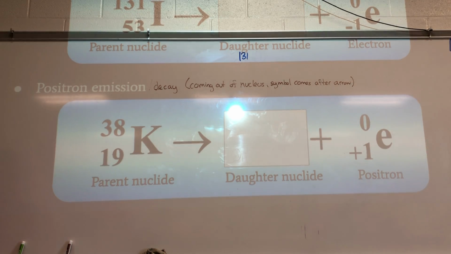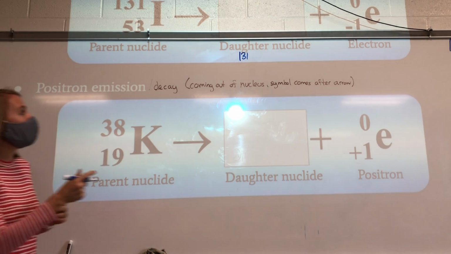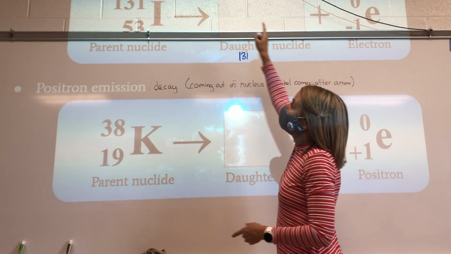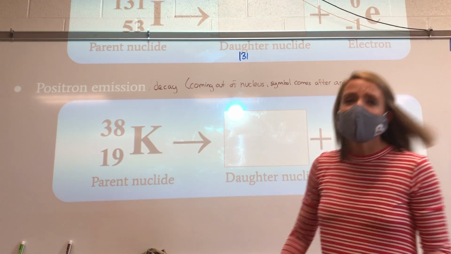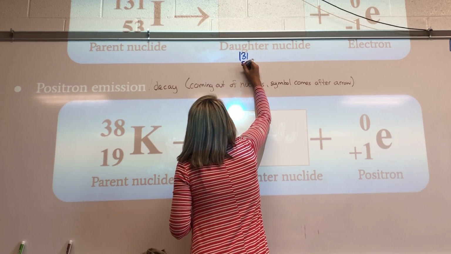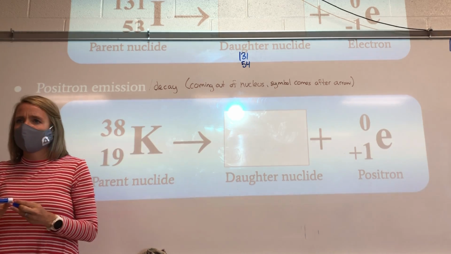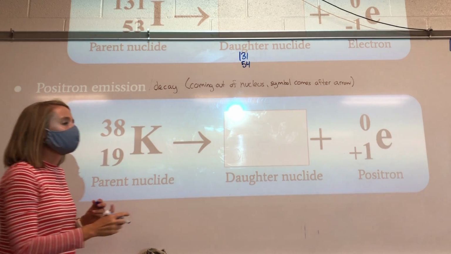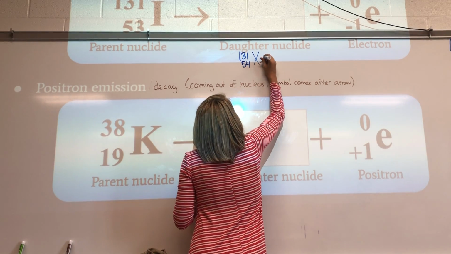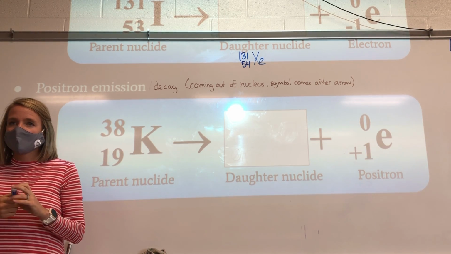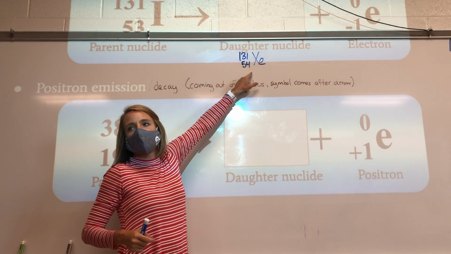Now, be careful here with the bottom number. Once again, it just has to be balanced. So, -1 plus something needs to equal 53. So it actually has gone up in proton number. And then 54. Identify our element. Xenon. So remember, make a note, the bottom number tells you the symbol.